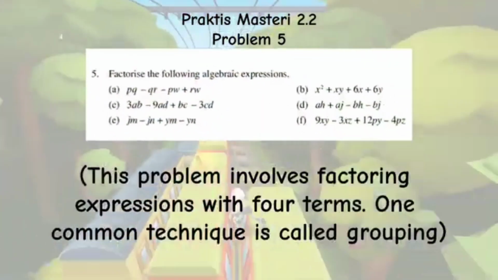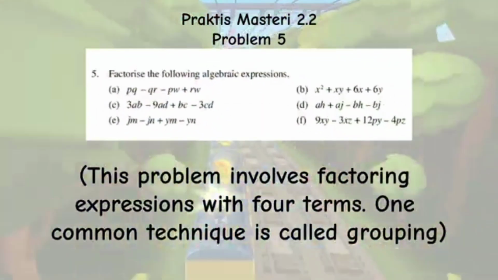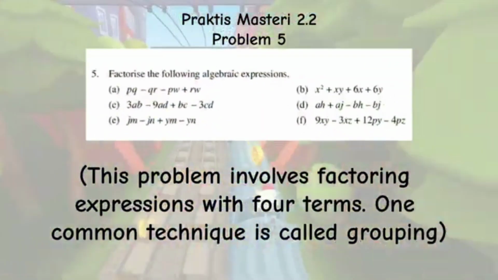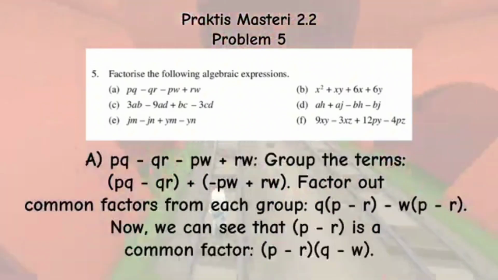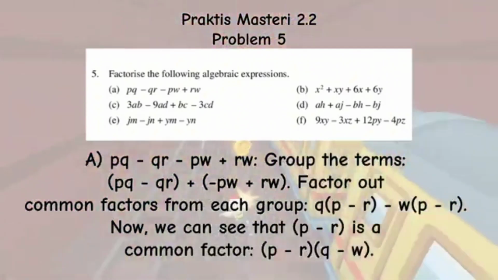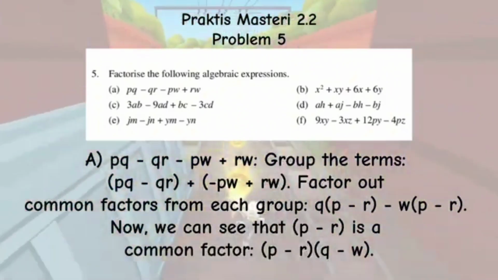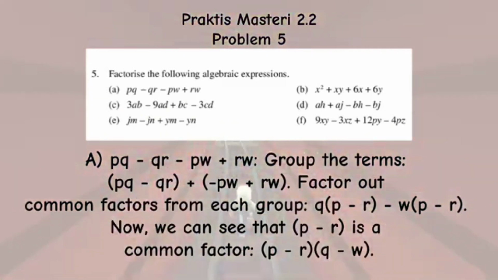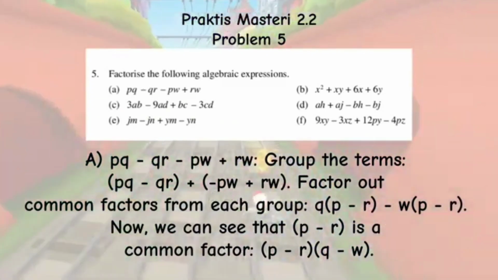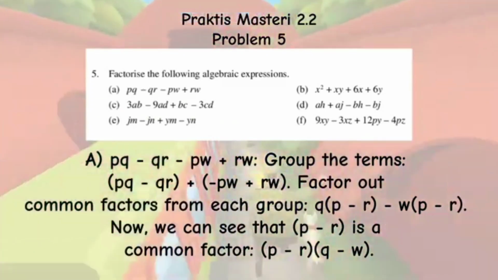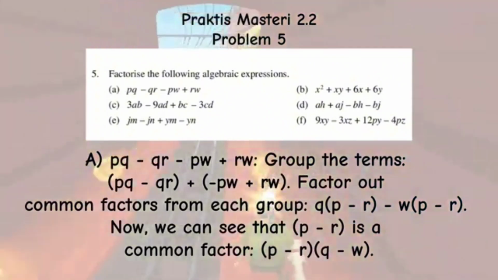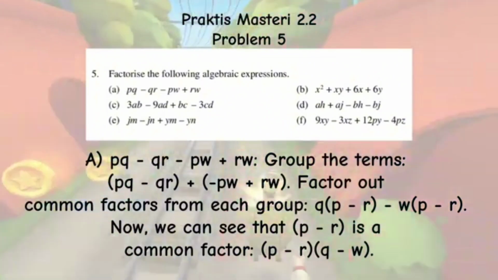Problem 5. This problem involves factoring expressions with 4 terms. One common technique is called grouping. a) PQ − QR − PW + RW. Group the terms: (PQ − QR) + (−PW + RW). Factor out common factors from each group: Q(P − R) − W(P − R).